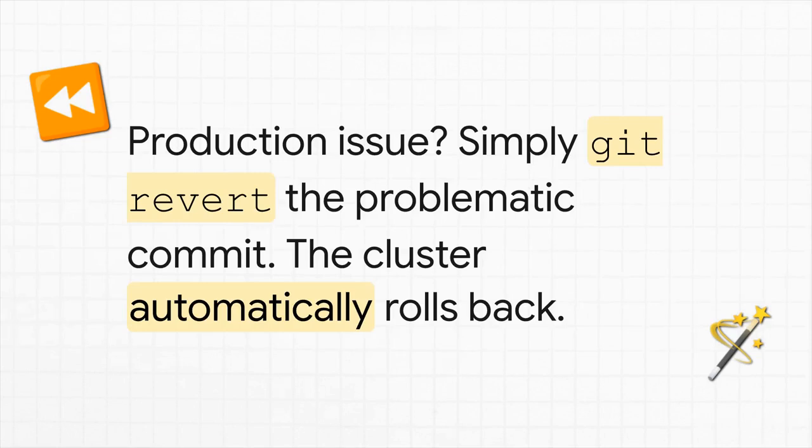So let's say that new image had a bug. What's the fix? It's not some panicked late-night session trying to kubectl your way out of trouble. No, it's a simple, safe git revert. The second that revert commit gets pushed, the agent sees it and automatically rolls the entire cluster back to the last known good state. Your Git history is your operations playbook.